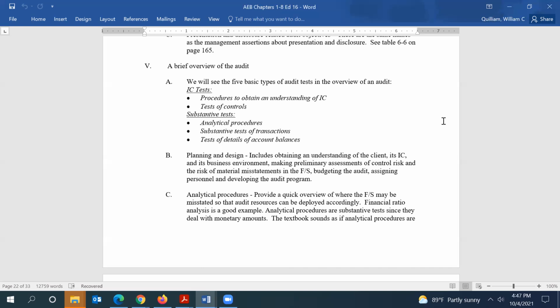For example, if we run a set of financial ratios on the client and compare these cross-sectionally to the client's industry, making sure things look pretty much the same. If they don't, we suspect problems. Or if we compare these financial ratios over time, looking at the client's past financial ratios, I'm looking for any unexpected changes. If we see unexpected changes, then we start thinking we've got problems.